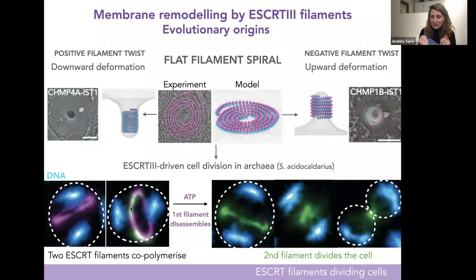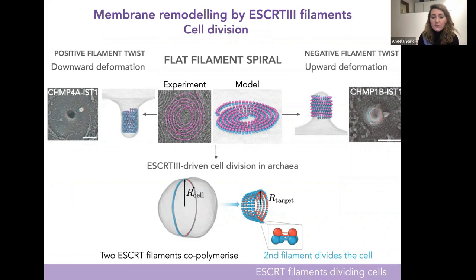So only when the first one is disassembled, this guy on the top will want to achieve its small radius of curvature and will drag the membrane with it. So to model this, we again use the same approach of a filament that matches the cell curvature, and then to model the disassembly of the template filament, which suddenly changes the curvature of the filament from a large radius into a small one, we think that we'll transform this ring into a tight helix that will squish the cell.